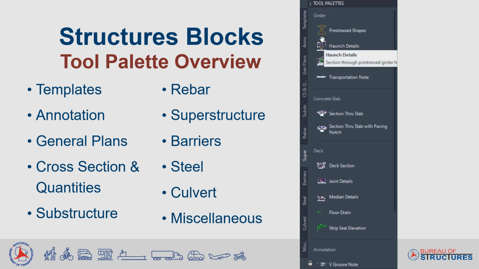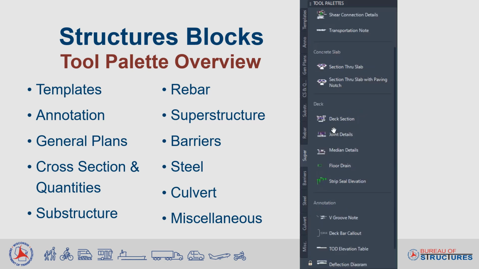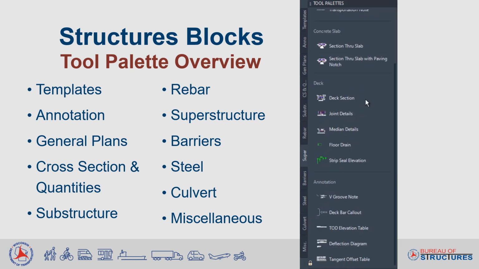The superstructure has pre-stressed shapes, so this has every single pre-stressed shape available, and then it has details for haunch and shear connection and sections through concrete slabs, and then also some details for the deck, for a girder bridge, and the top of deck elevation table and stuff like that.